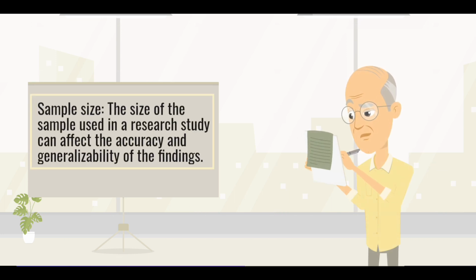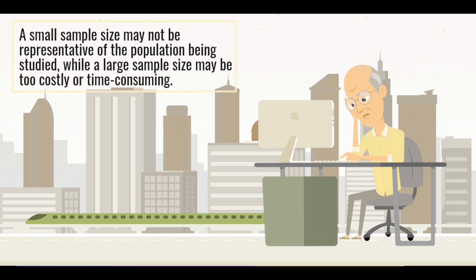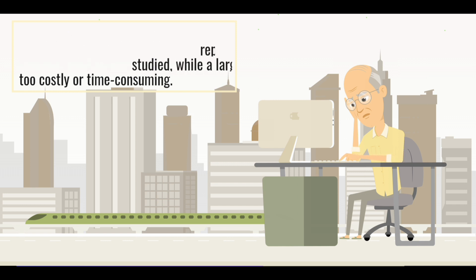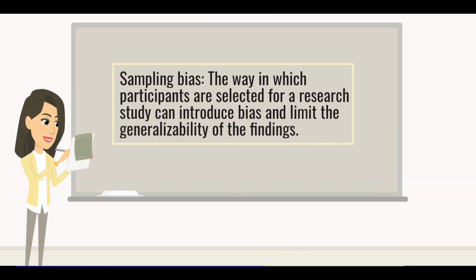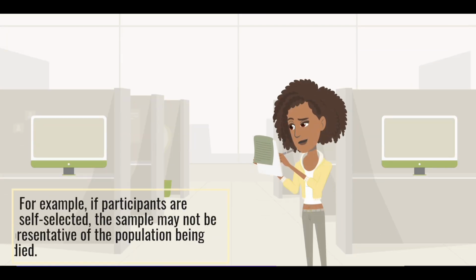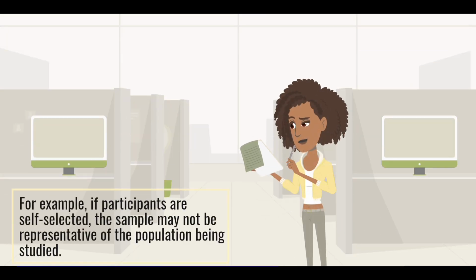Sample size. The size of the sample used in a research study can affect the accuracy and generalizability of the findings. A small sample size may not be representative of the population being studied, while a large sample size may be too costly or time-consuming. Sampling bias. The way in which participants are selected for a research study can introduce bias and limit the generalizability of the findings. For example, if participants are self-selected, the sample may not be representative of the population being studied.